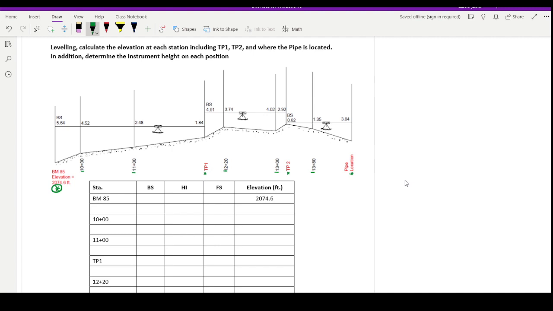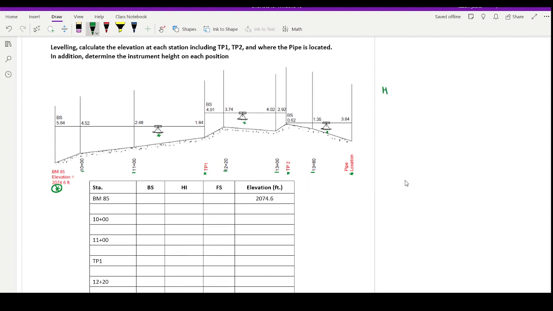Also, it asks for calculating the height of instrument that I will use. I need to find it. So you can see that I have relocated the instrument 3 times. So therefore, I will need to find the height of instrument also 3 times.